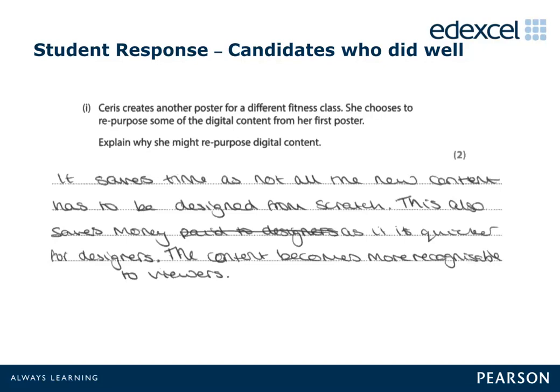It saves money is a valid response if taken on its own, but does not provide a suitable expansion. As it is quicker, does not provide enough understanding to gain credit. The content becomes more recognizable to viewers would also gain a mark. However, as the candidate has already been awarded 2 marks, no further marks could be awarded.